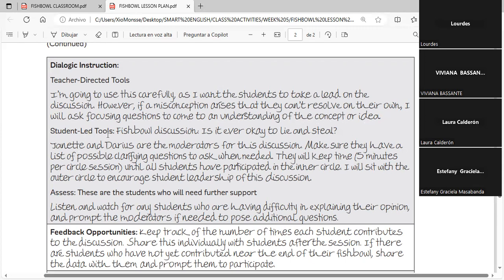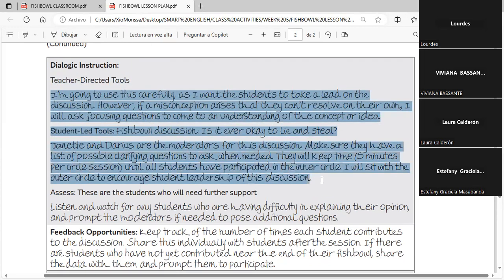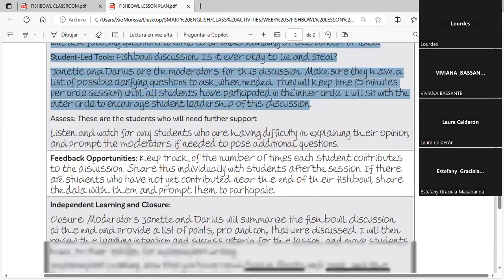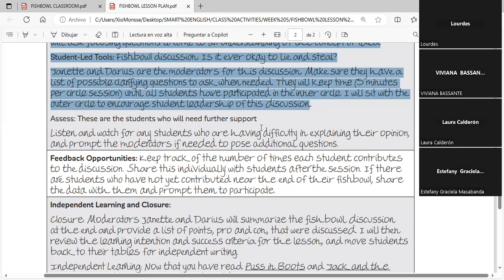A student led tool. Fishbowl discussion: is it ever okay to lie or steal? Janet and Darius are the moderators for this discussion. Make sure they have a list of possible clarifying questions to ask when they need it. They will keep time. In this part, you're going to write the instructions. What are your instructions, right? Teacher guided tools. What are you going to do with them? Assess all the students who will need further support.